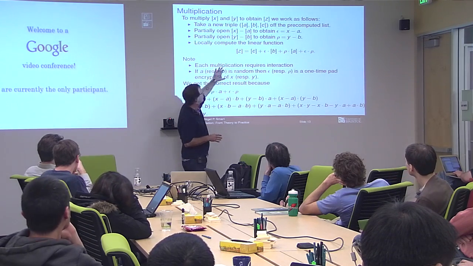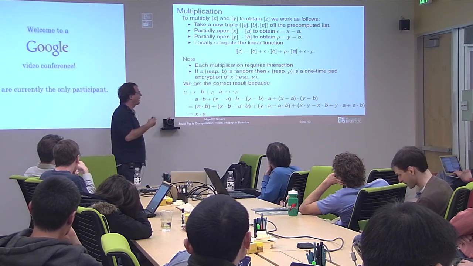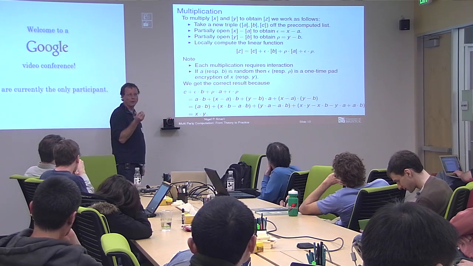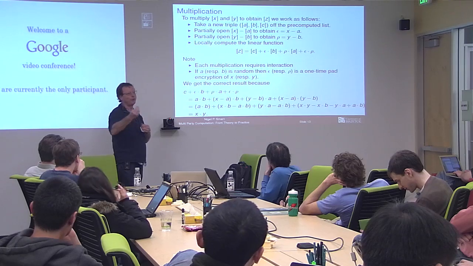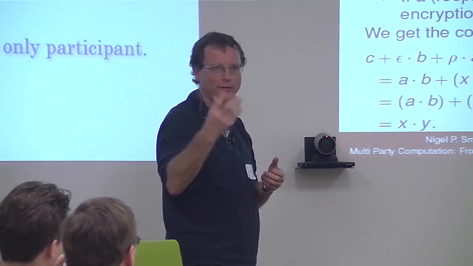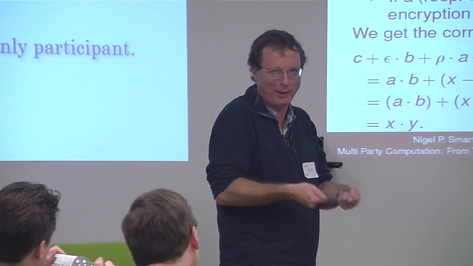But the killer is you require interaction. It turns out it's not the amount of data you send which is going to be your limiting factor, but it's actually the number of packets you have to send. So what you want to do is you want to amortize the number of rounds you do. So actually the process of sending stuff is what takes time, not the amount of stuff you send.